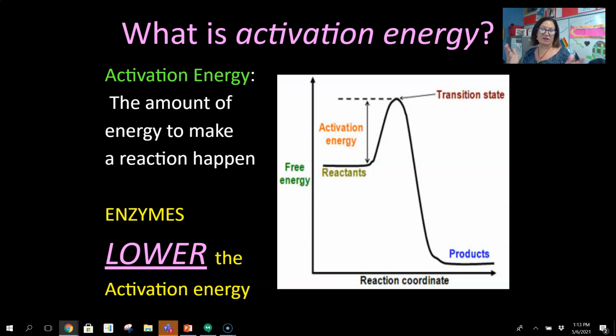So now it's like, I'm sitting there pretty. I'm not like sweating and dying and everything else. So it lowered the amount of energy I had to use to get over that hill. So that's kind of what enzymes do. They lower the amount of energy it takes to make that reaction happen.